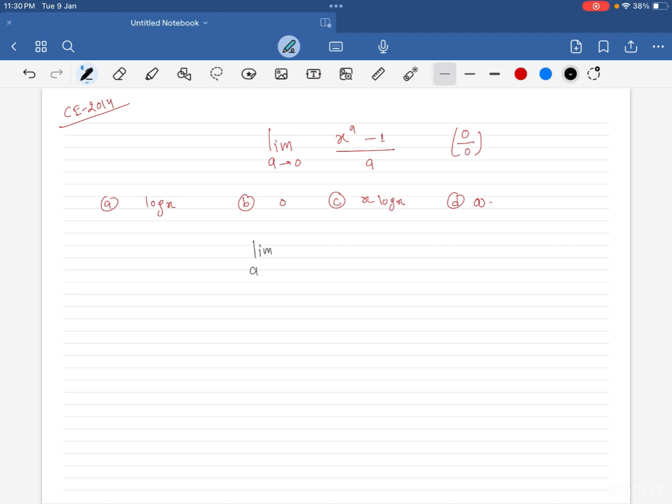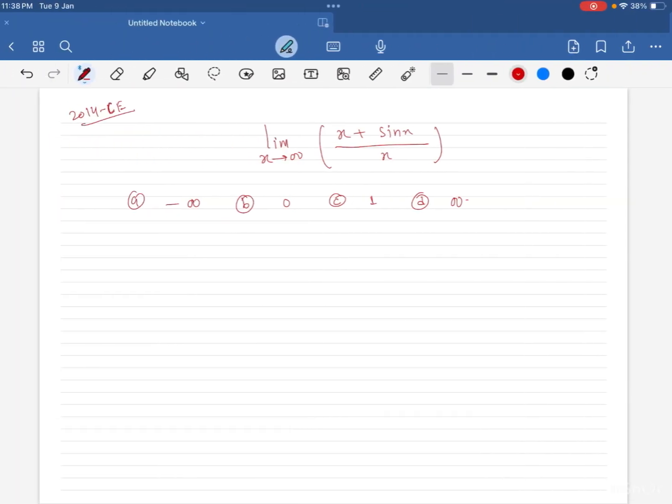So it is going to be limit a tends to 0, and what's the differentiation of some constant to the power x, or e to the power x? The differentiation of a to the power x is a to the power x into log a. But here this x is the constant, so the differentiation of this would be x to the power a into log x minus 0, divided by the differentiation of a, which is 1. Now we can put a equals 0, and that will give us log x. So the correct answer for this is A.